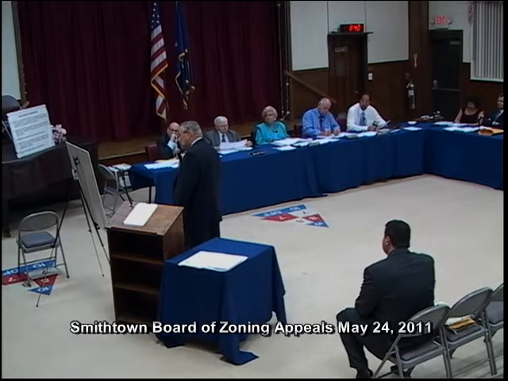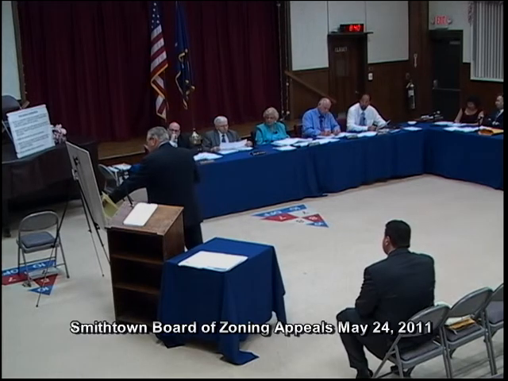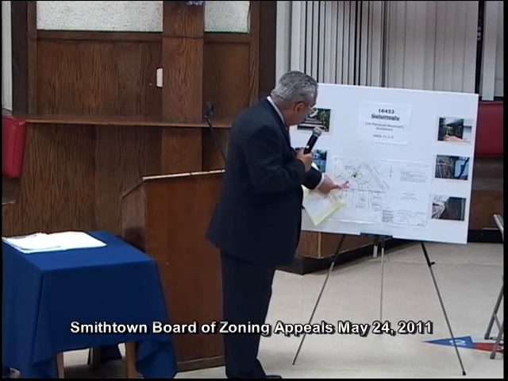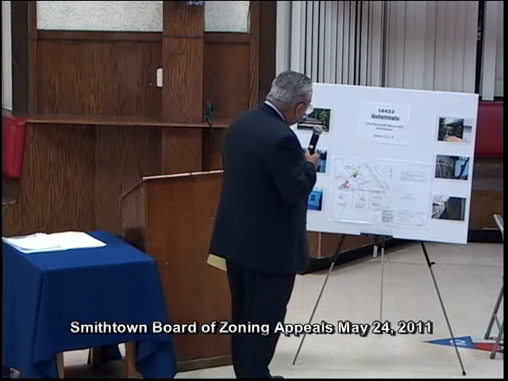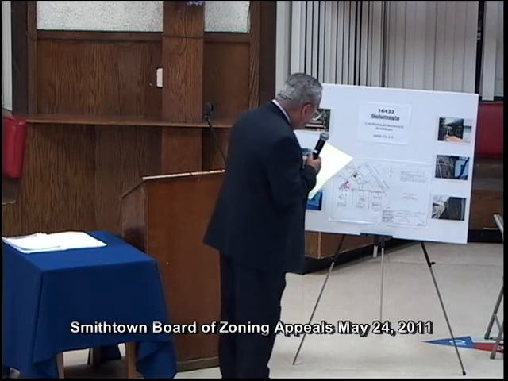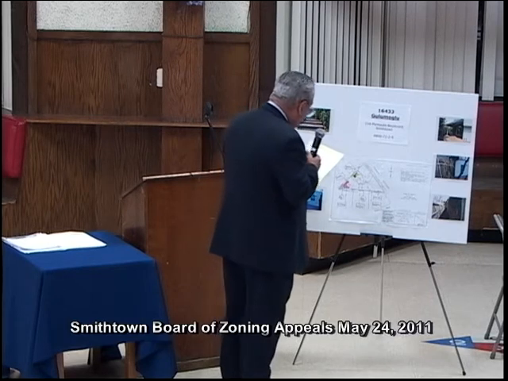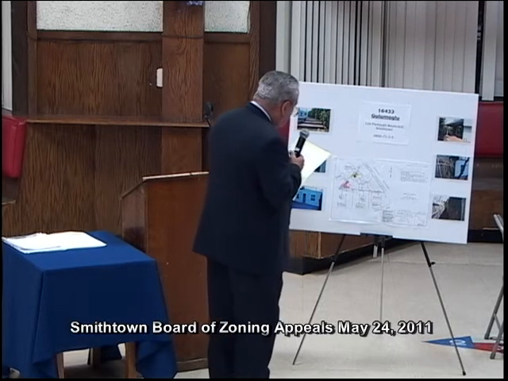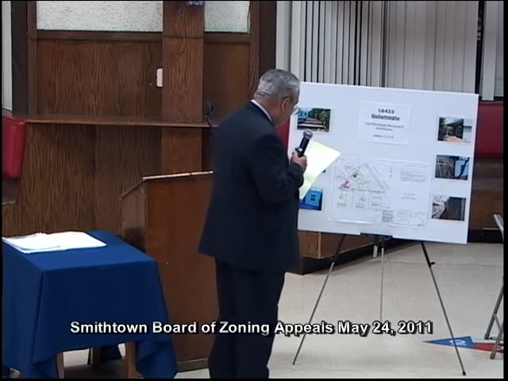But more importantly, the shed is built in a triangular form. As you can see, it goes right back to the point of the triangular shape of the property. And that's the reason why we're asking for the reduction of an accessory structure side yard from 6 to 3 feet.